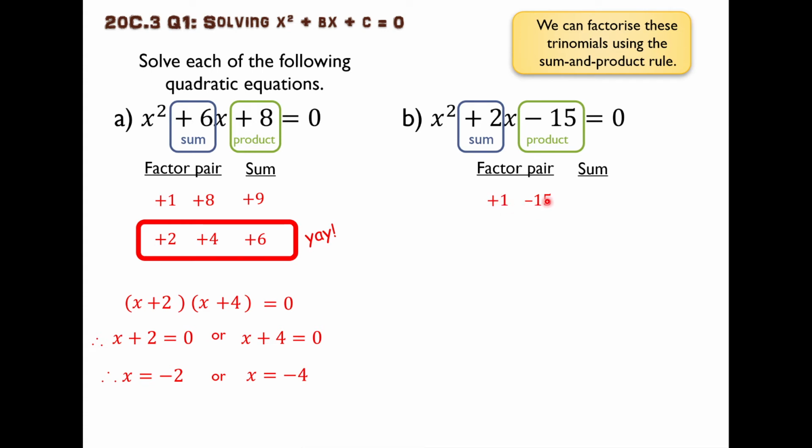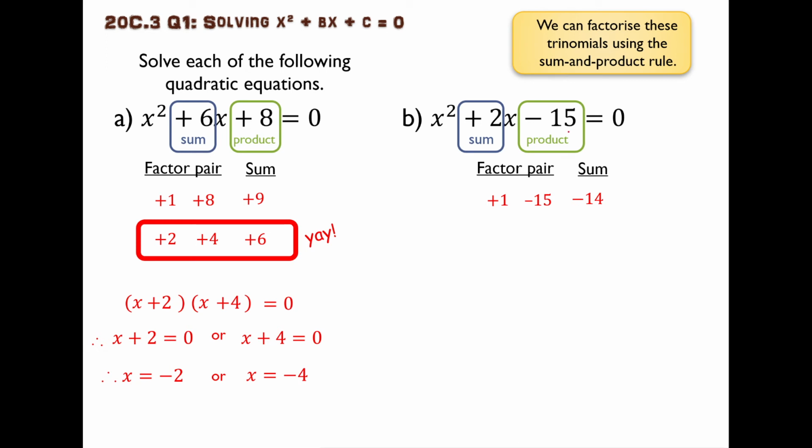I've picked these numbers so that they match the product. I've ignored the sum and all the other stuff, and I've just focused on picking two numbers that match that product. Now you ignore everything else, all this stuff here. 1 take 15 is negative 14. Now compare this to the sum that I'm looking for. Is negative 14 the sum that I'm looking for? No. So we'll keep going.